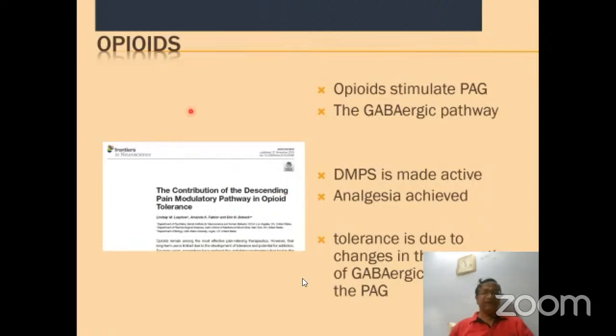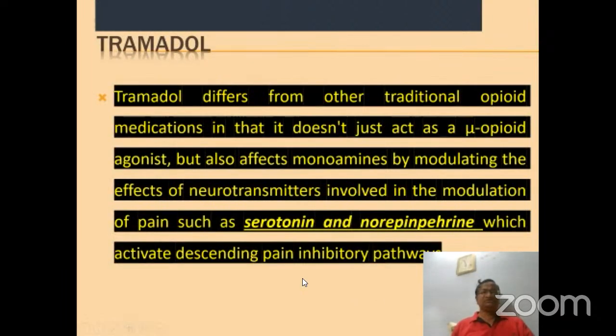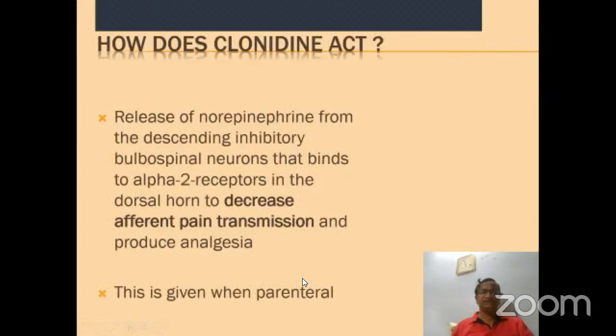Yes, contribution of pain in opioid tolerance. There is a small difference in tramadol because it also acts on the mu receptor and it also acts on monoamine reuptake, serotonin and norepinephrine. Thereby the descending pain is modulated. Clonidine causes release of norepinephrine, descending bulbospinal neurons, and binds to the alpha receptor. Sympathetic outflow is decreased when you give it IV or IM.